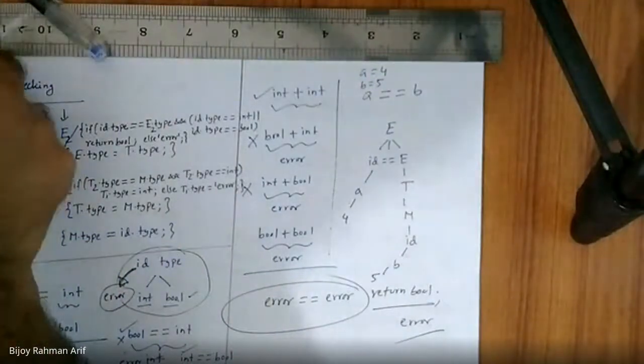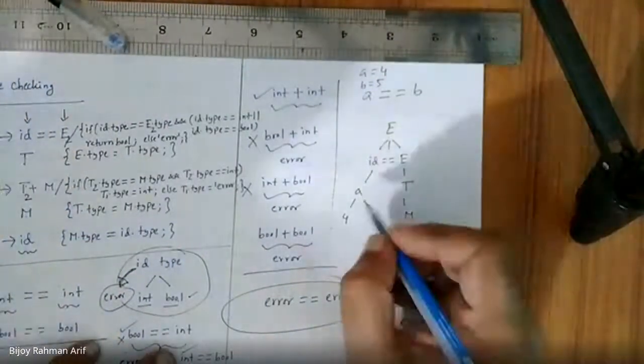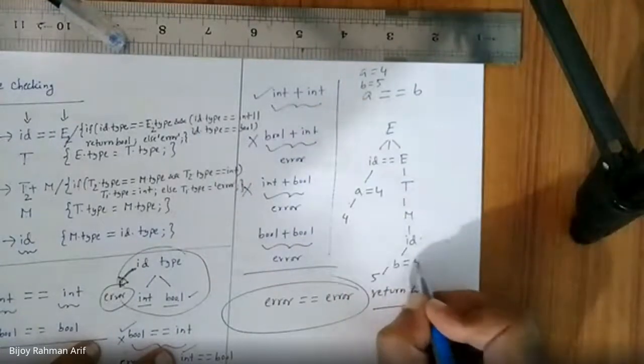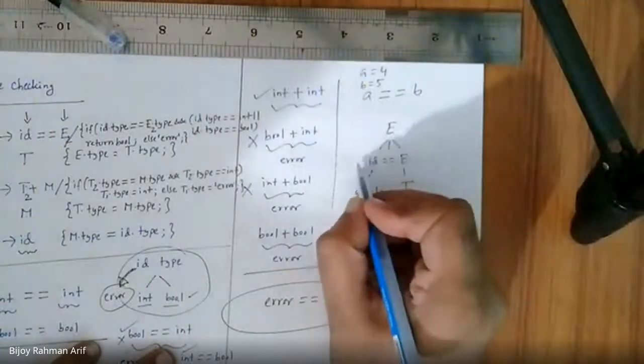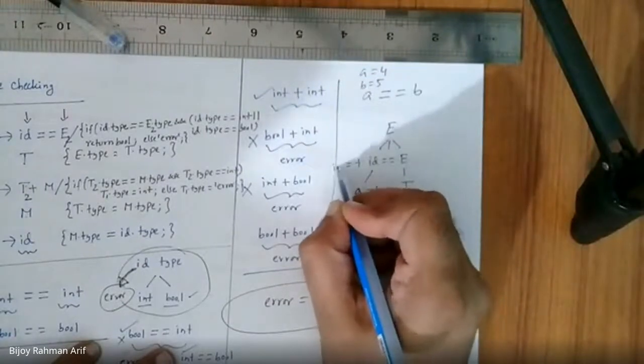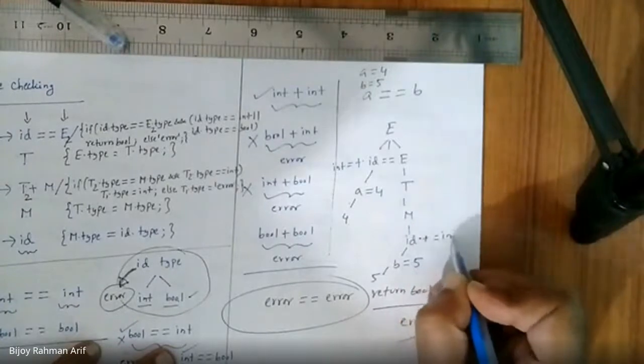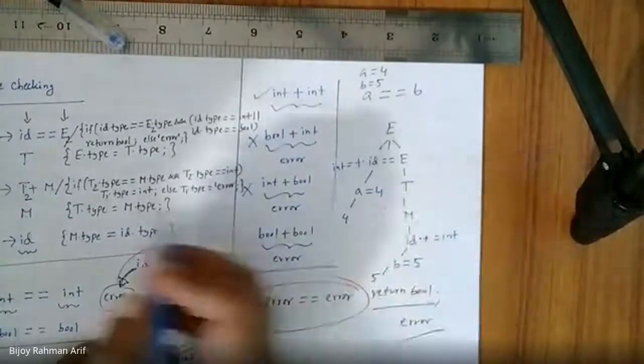Now, what is this type? A type is nothing but 4, this is nothing but 5. Now, what is this ID dot type? This is nothing but integer. What is this one? This ID dot type is nothing but integer. Then ID derives to M.